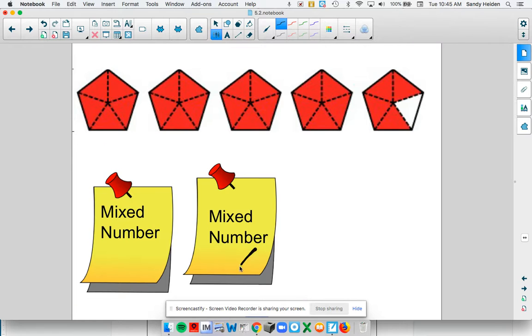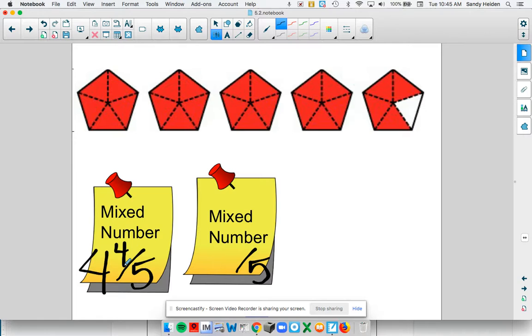Pause if you need to. I do always like to put my denominator first. Let's do mixed first. 1, 2, 3, 4 are full. Need a big 4 out front. And 1, 2, 3, 4 left over. 4 and 4/5.